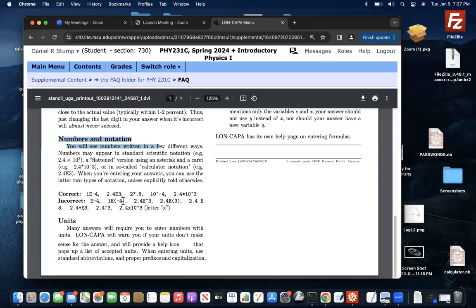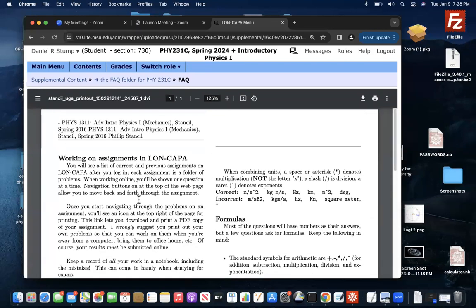That would be something that Lon Kappa doesn't understand. Usually Lon Kappa will tell you if you've used the wrong formatting and tell you to format the problem correctly. Well, here's how you format numbers. Then there are units. So you'll have to enter a number with a unit. Okay, how do you put in units?